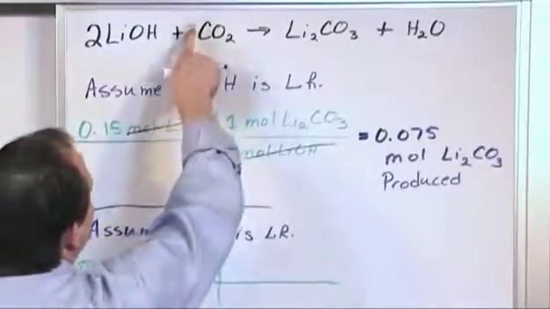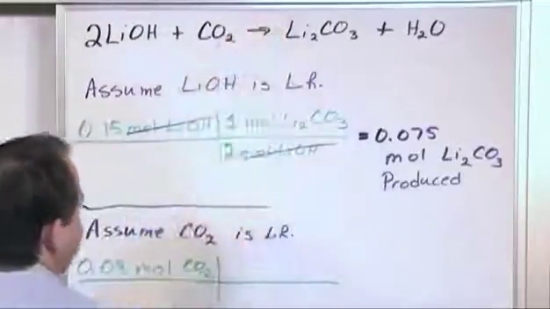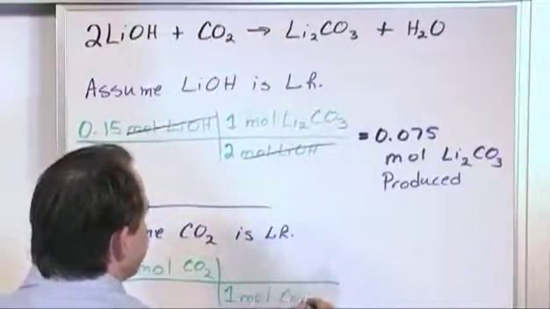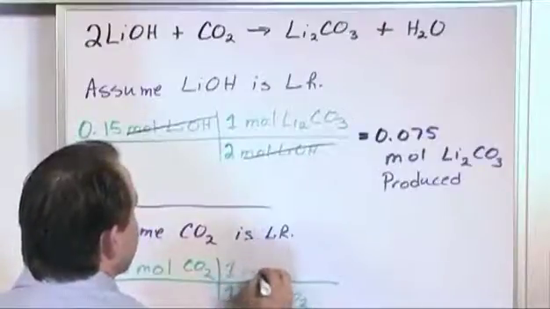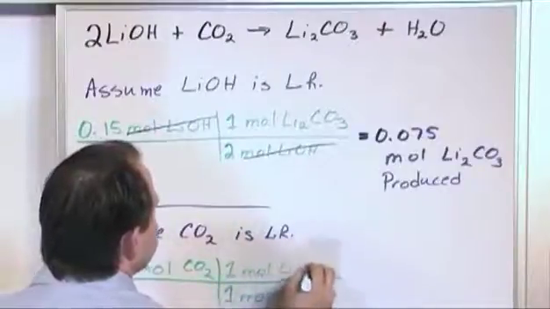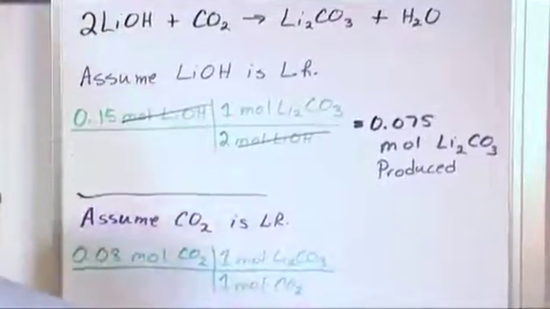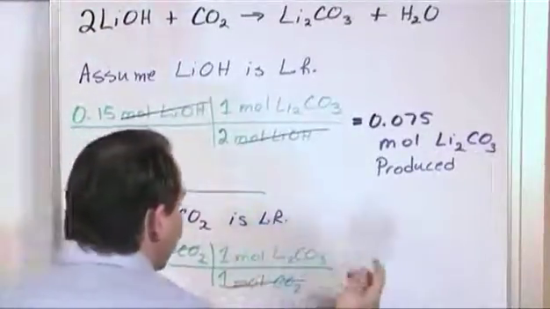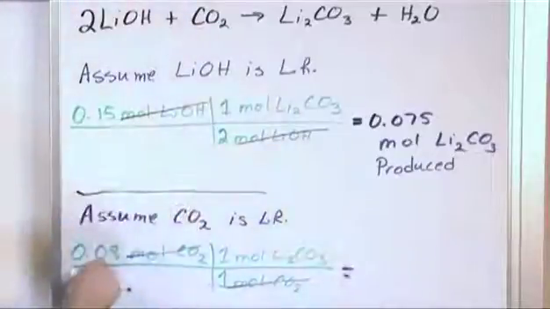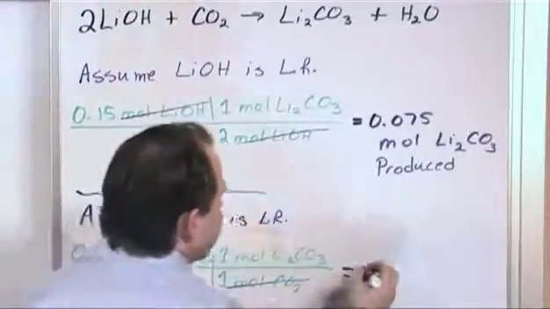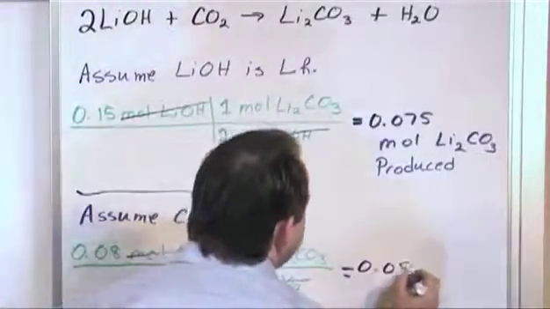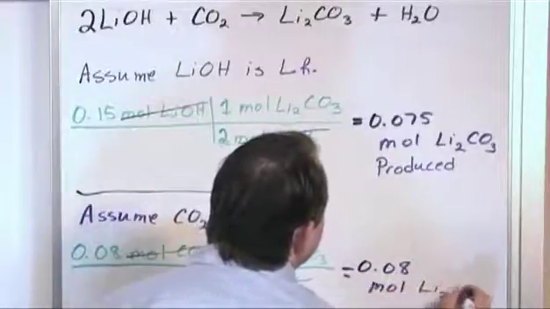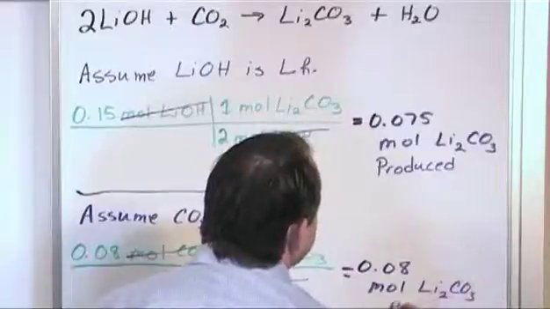The molar ratio is 1 mole of this to 1 mole of this. So let's calculate. We have in the reaction 1 mole of CO2 for every 1 mole of Li2CO3. And of course, we arrange it the way that I did here for the same reason, so I could cancel moles with moles. And what I do is I say 0.08 times 1 divided by 1 is going to give me 0.08 moles of Li2CO3 produced.